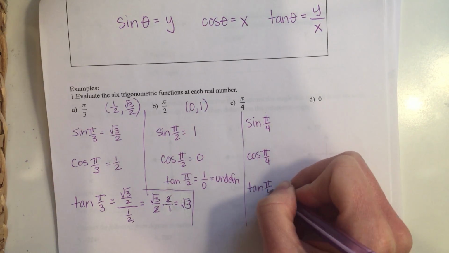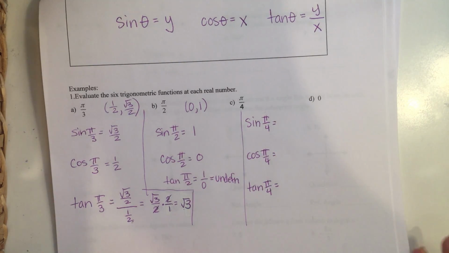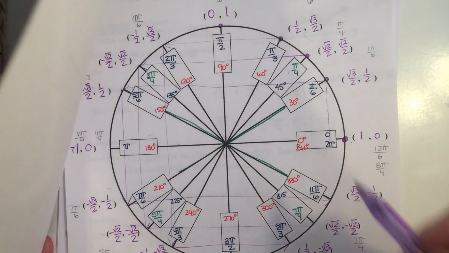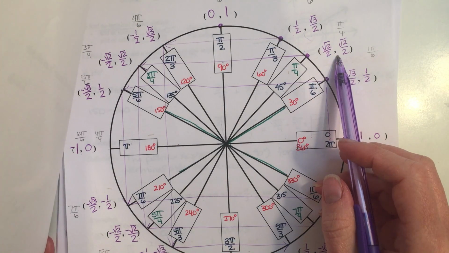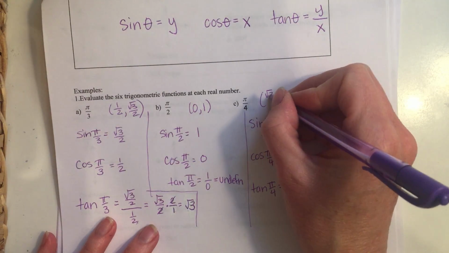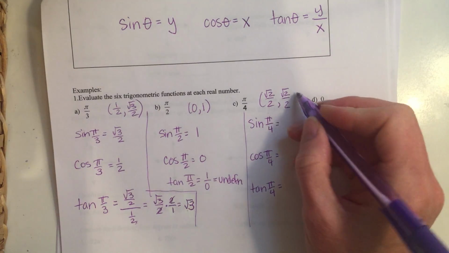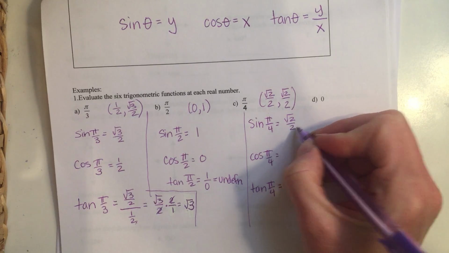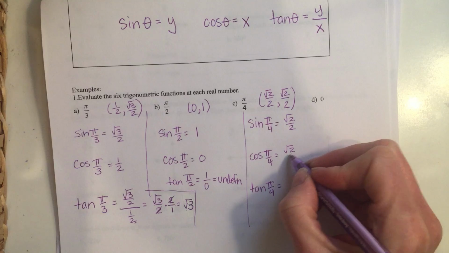If I was with you in class, this is where I would let you guys just find the answers for me. So you need to go back and look at your pi over 4. That's 45 degrees. And you need to know the coordinate at 45 degrees is rad 2 over 2, rad 2 over 2. So my sine is equal to my y value, rad 2 over 2. My cosine is equal to my x coordinate, rad 2 over 2.